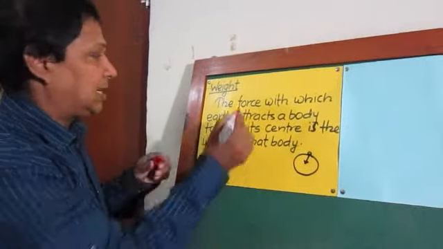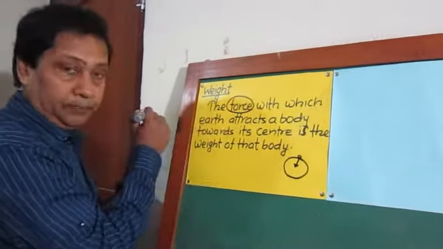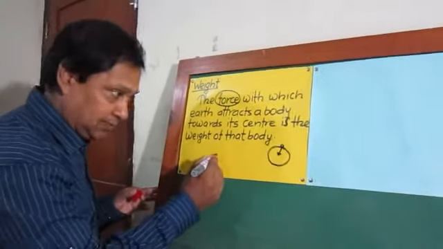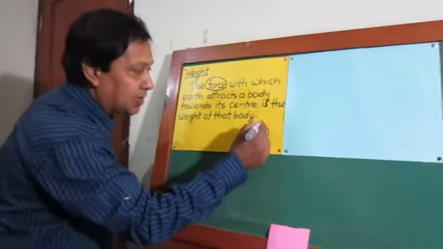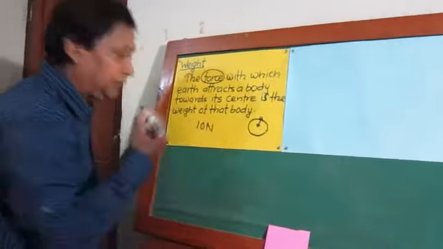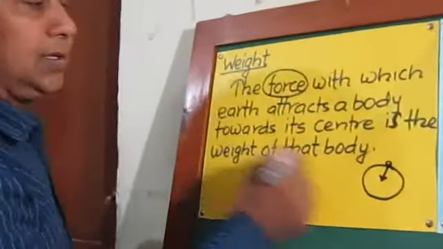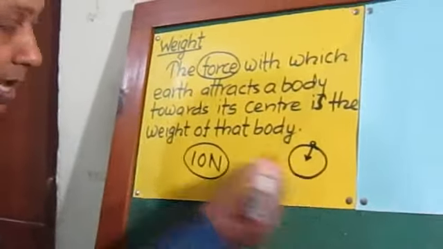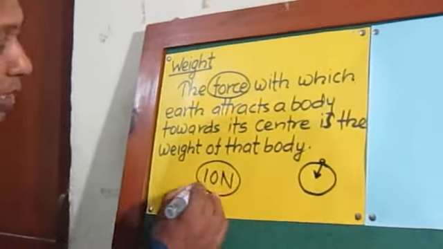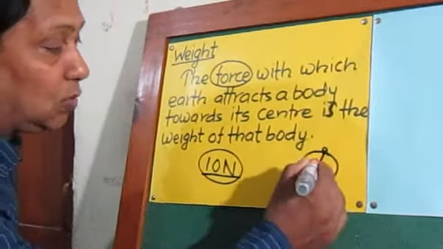And that's why we can say that weight is nothing but the force. And as we know, the SI unit of force is Newton. Let's say Earth is attracting this body towards its center with a force of 10 Newton. Then we can say that this is the magnitude of what force? Weight force. And its direction is towards the center of the Earth. Here we have magnitude of weight 10 Newton and its direction is towards the center of the Earth.